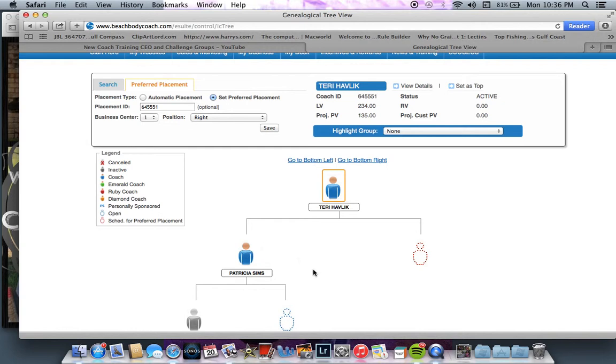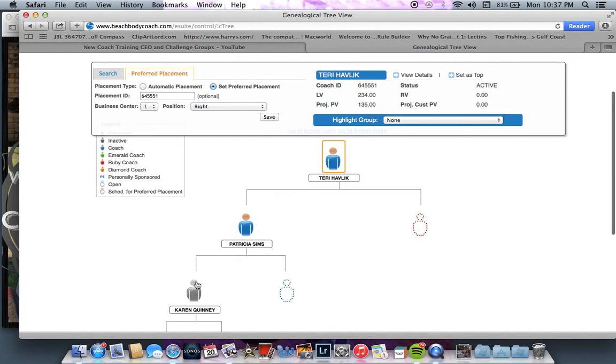What that means is that when you have a personally sponsored coach, they have actually contacted you, you've told them how to sign up, they've signed up under your name, and now you have a coach that is directly under you. You can see right here the little code for personally sponsored is PS. So when Terry gets her first coach, they're going to have a little PS above their head right here, and that's how you're going to be able to easily track those people.